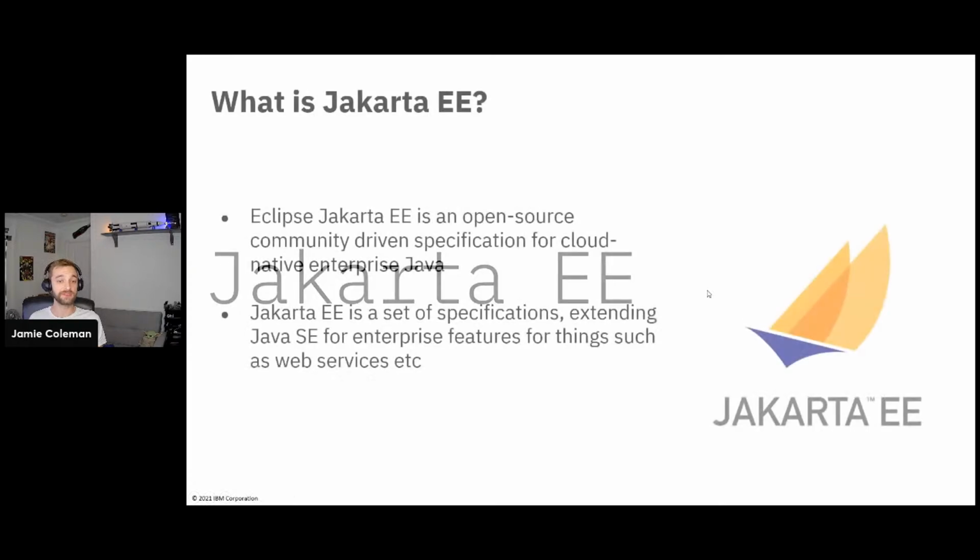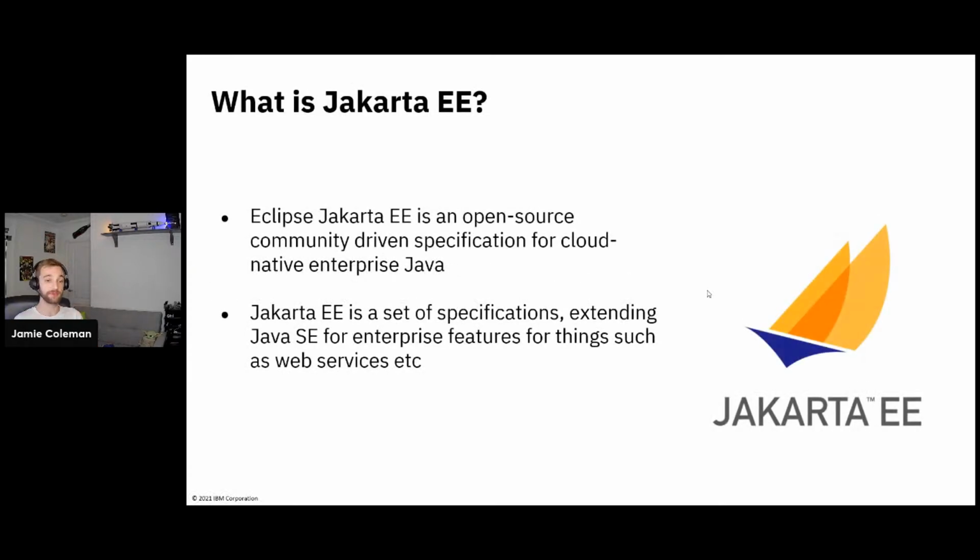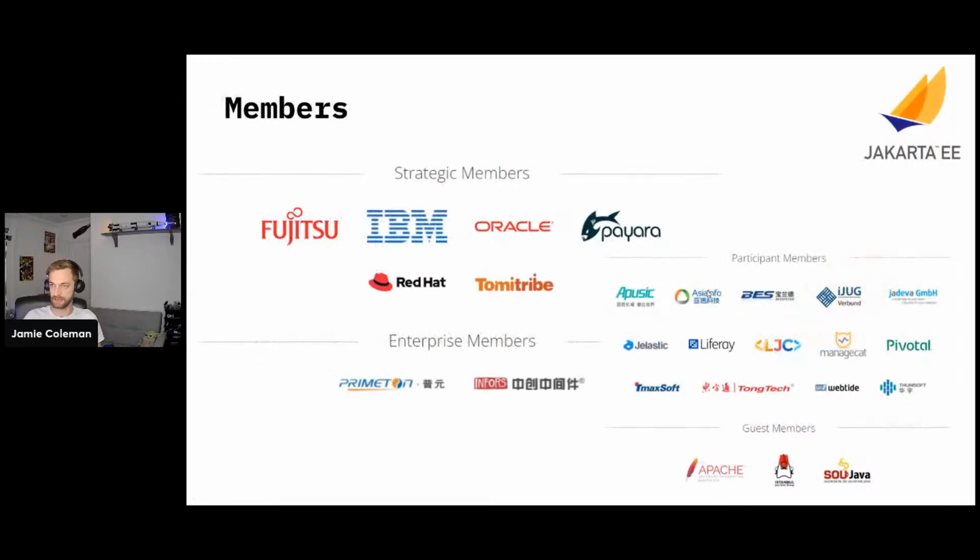So Jakarta EE is the first technology. We're going to be using some specifications from Jakarta EE and some from MicroProfile. And what is Jakarta EE? It's essentially an open source community-driven specification for cloud native Java. It's a set of specifications that essentially extends Java SE for enterprise features such as web services and things like that. So these are some of the members. So the strategic members, participant members, and then enterprise members. And without these members, Jakarta wouldn't be where it is. It started off as Java EE, as you may know, and was given to the open source community by Oracle.